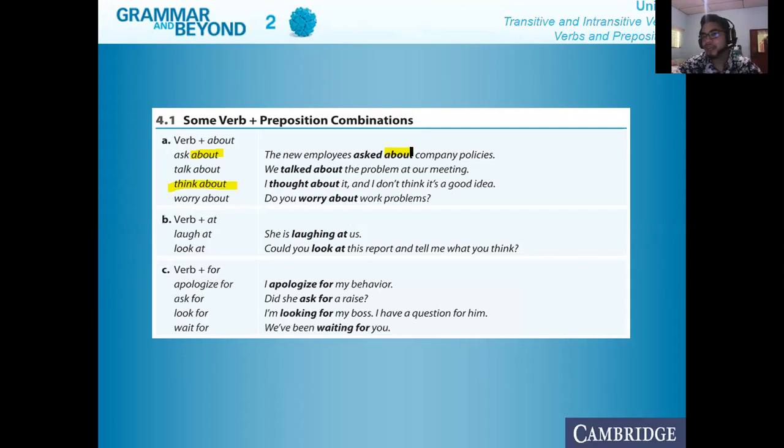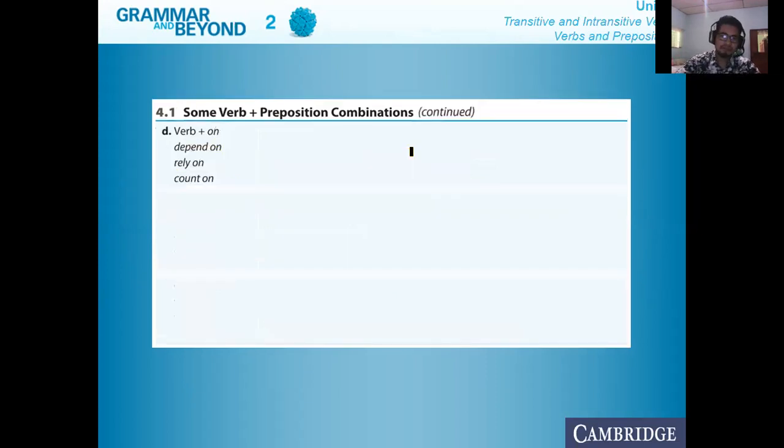Wait for. I have been waiting for you. I have been waiting you. That sounds weird. That doesn't sound natural. That's why you need these prepositions. So let's talk about, I guess, the last ones. We have verbs plus on: depend on, rely on, and count on.